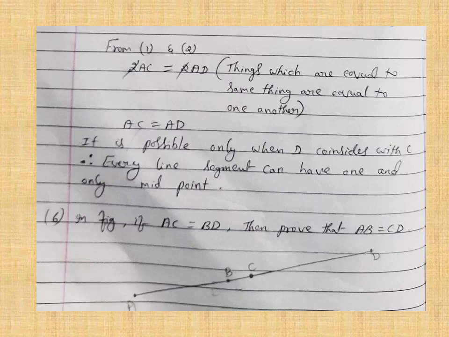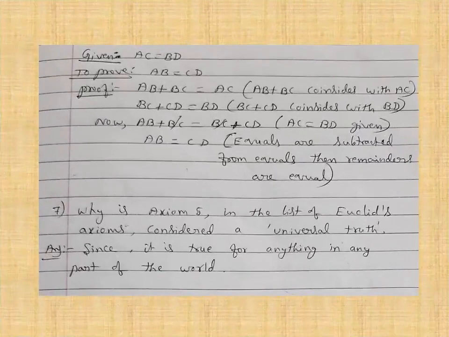In the figure, if AC equals BD, then prove that AB equals CD. Given AC equals BD. To prove that AB equals CD. Proof. AB plus BC equals AC. AB plus BC coincides with AC. BC plus CD equals BD. BC plus CD coincides with BD.